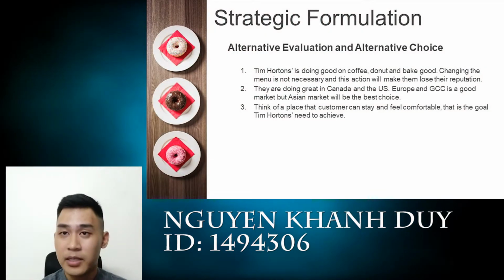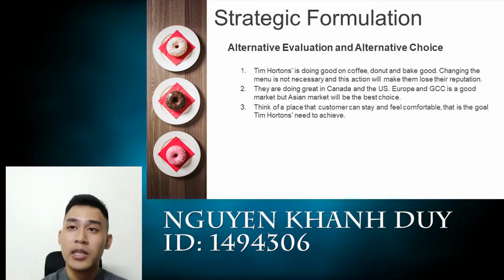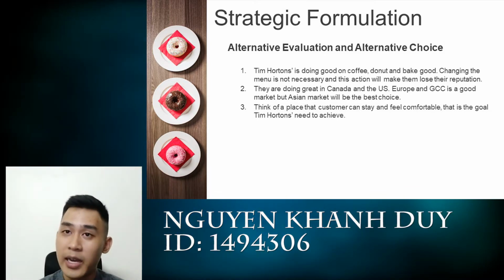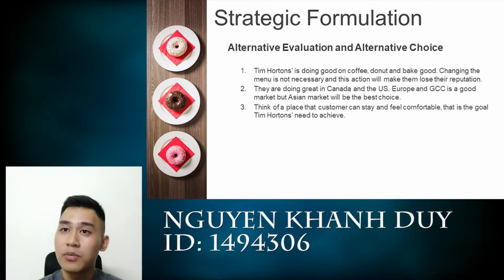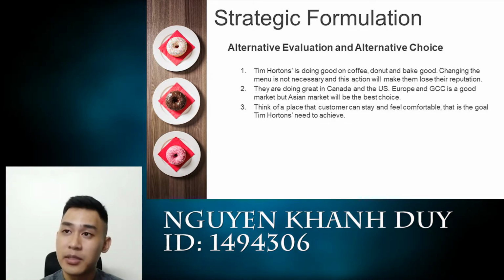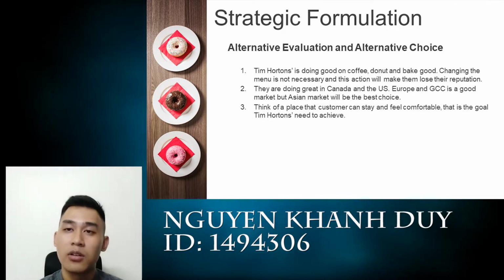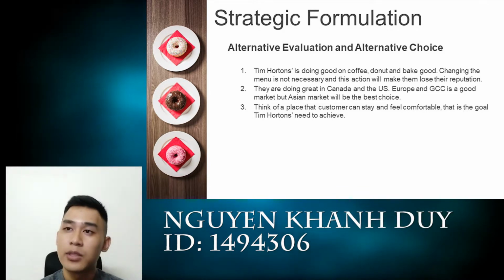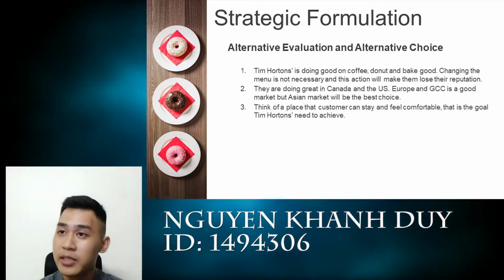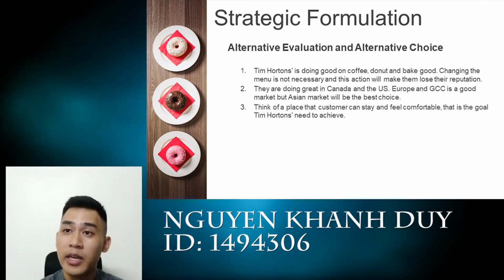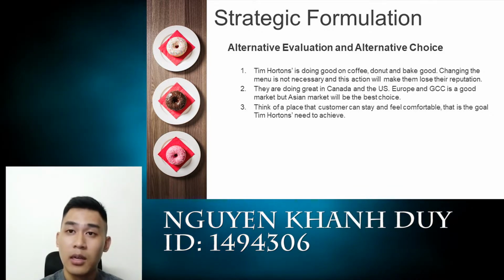So let me explain it in the details. Tim Hortons is doing good on coffee, donuts, and other baked goods. I think adding more options to the menu will destroy the identity and reputation. They will focus on quality and make their products healthier, which fits with consumer trends nowadays. Focusing on between meals is a good idea. Healthy food will make them beat McDonald's.